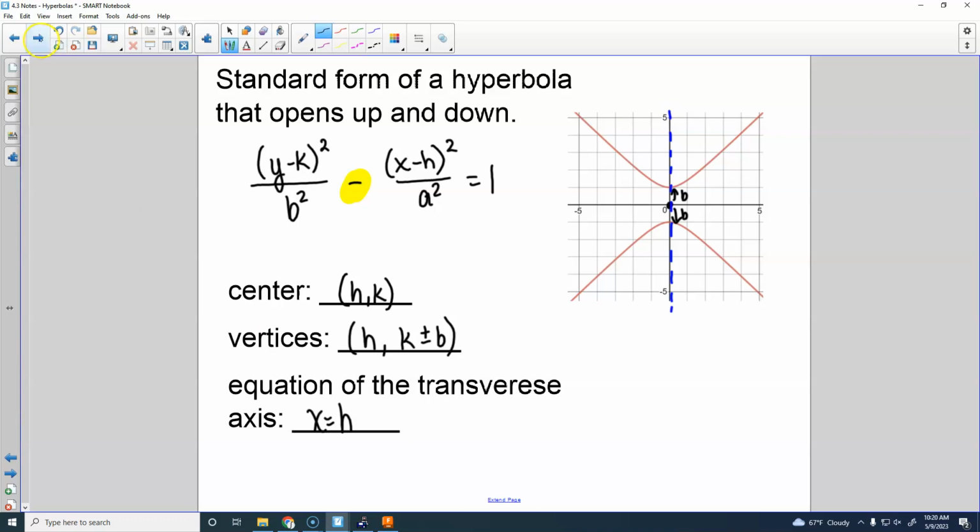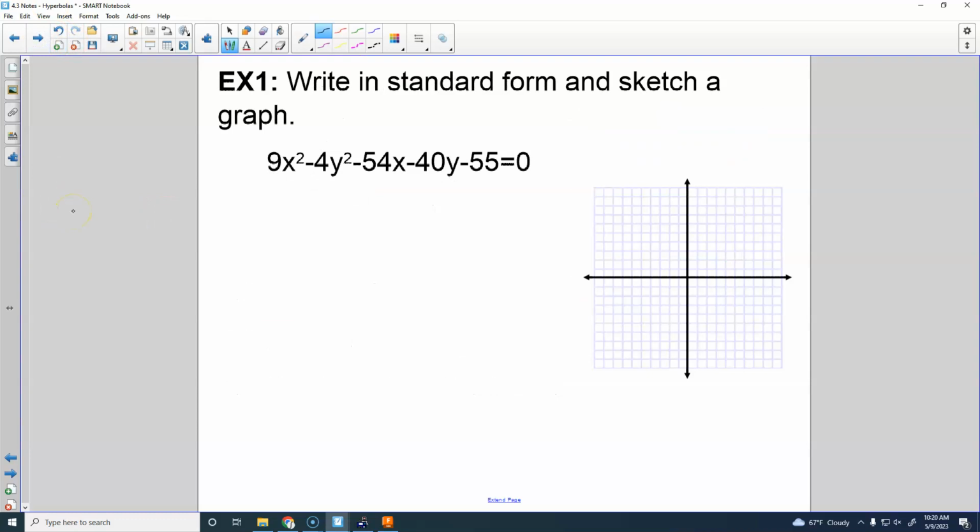Okay, so let's look at what you're going to be asked to do for these. Write in standard form and sketch a graph. We're going to do a very rough graph on these. So the first thing I want to think about is whether or not this is going to open up and down or left and right. So if x is positive, it's going to be left and right. And in this case, your x squared is positive.